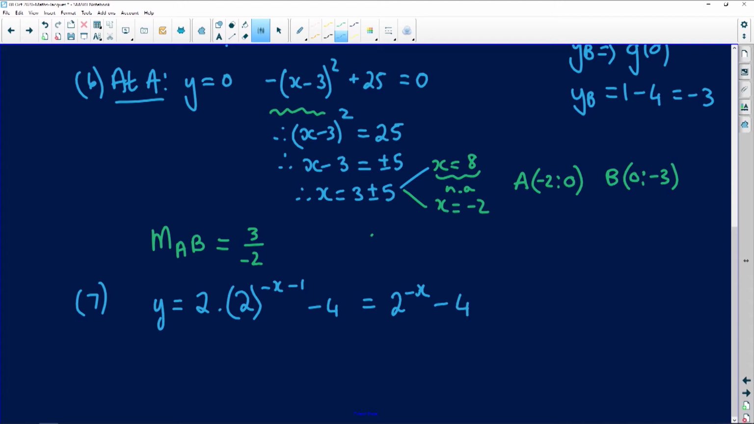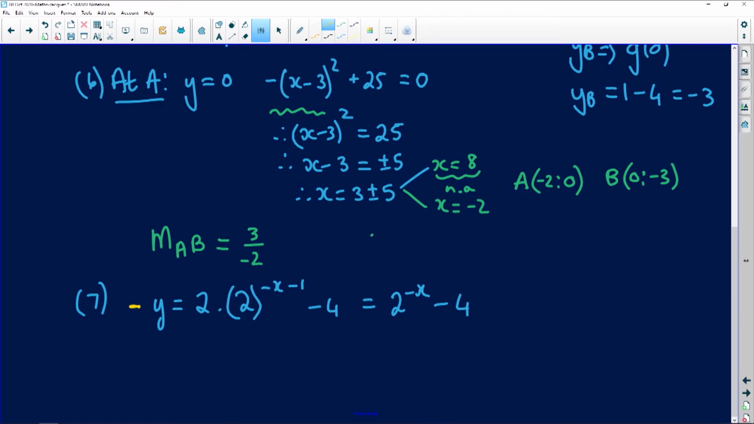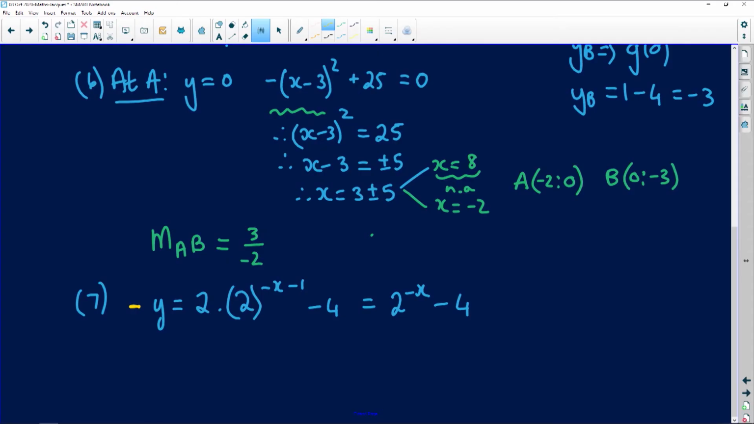Okay, that's the equation. What happens? We're reflecting it in the x-axis. So the positive y becomes a minus y. That's what happens. Now, all we need to do is take that negative to the other side of the equation. Let's do that. Therefore, y will equal minus 2 to the minus x plus 4.